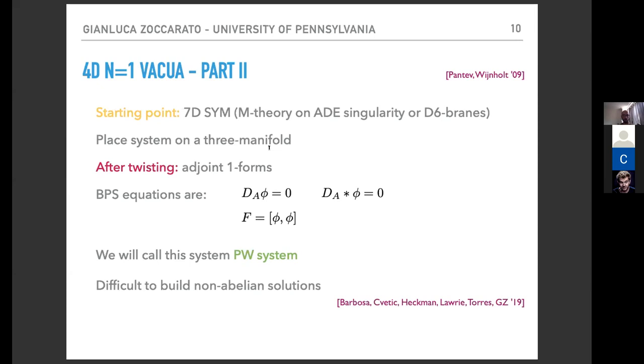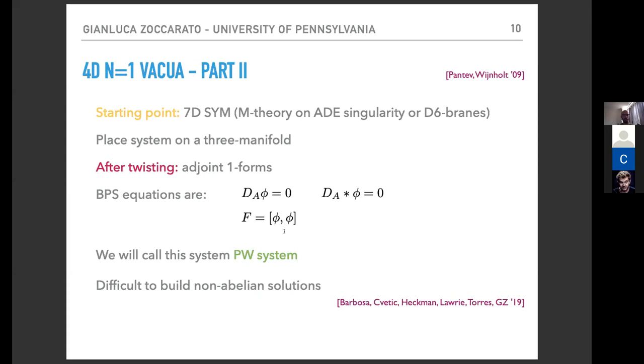And again, the curvature of the bundle is fixed in terms of the commutator of phi with itself. So we call this Pantev-Wijholt, or PW, system in the following. In this case, it's more difficult to build non-abelian solutions. Last year, we published a paper where we considered some non-abelian solutions and the repercussions for the presence of localized modes, but I will not discuss this further.